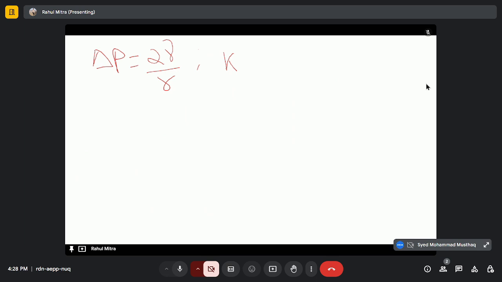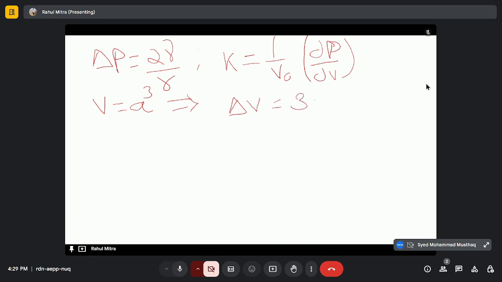So the compression factor K is equal to 1 by V naught, dou V by dou P. This is our compression factor. You know the volume of a cube is a cube. So if we do delta V in terms of change in volume, it will become 3a square delta A.